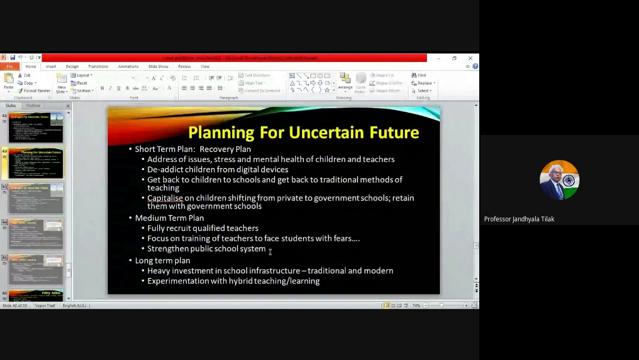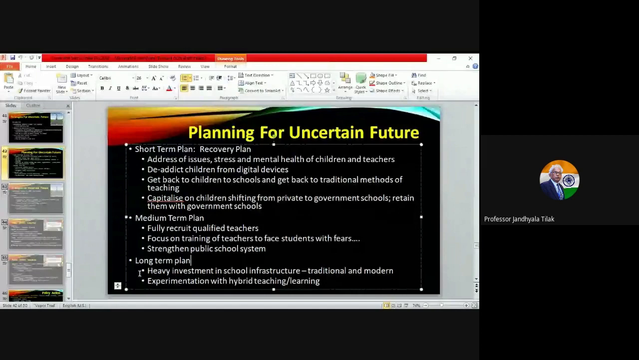Long term, again, I don't have any definition of a long term. I think Keynes once said, economists have said that in the long term we are all dead, so we don't have to worry about long term. So long term is also something like a slightly medium term. We need heavy investment in school infrastructure. And that infrastructure has to be in the traditional schools, buildings, walls, classrooms, etc., and also modern infrastructure that will enable better learning. But certainly not one at the cost of the other in either way.